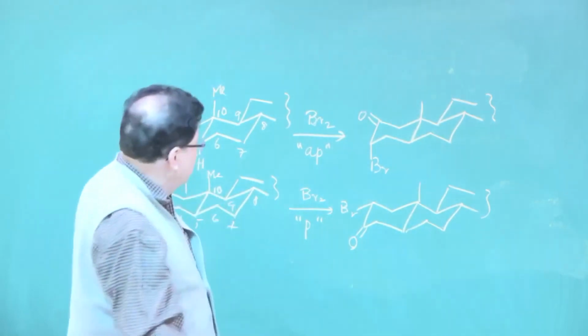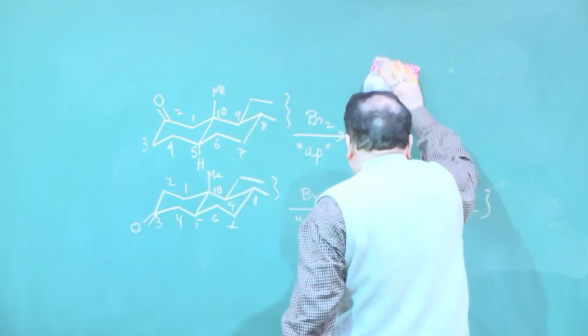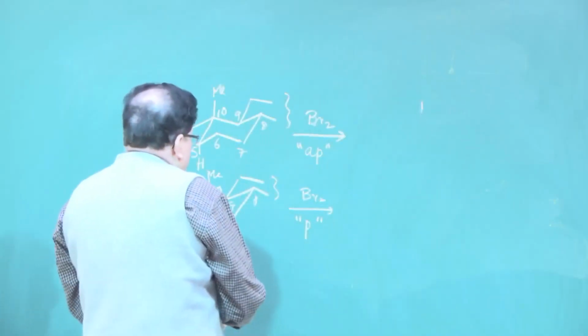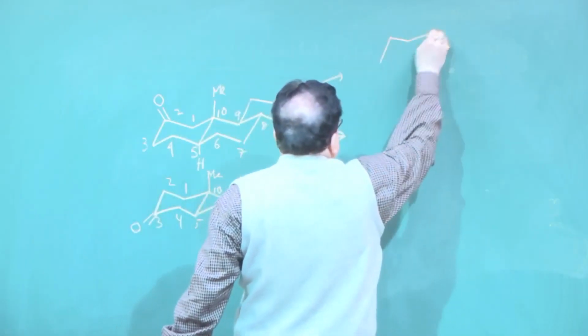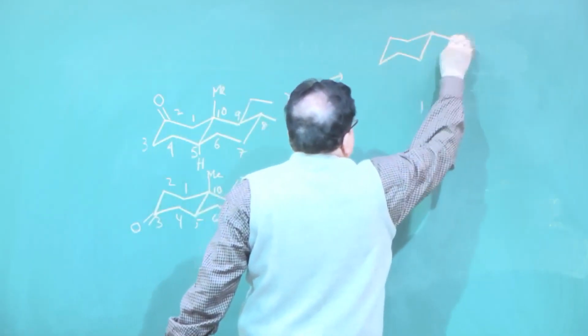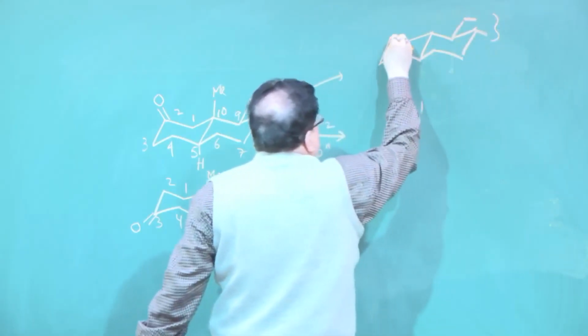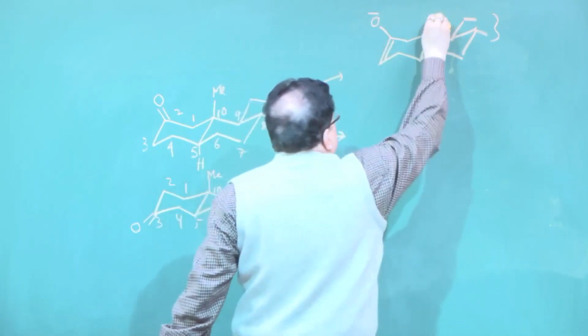Okay. So, let us first erase these two because I need space. So, the enolate that is formed is this, from the 2-keto system. Okay. This is the enolate.